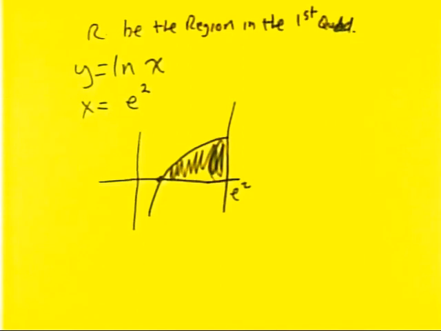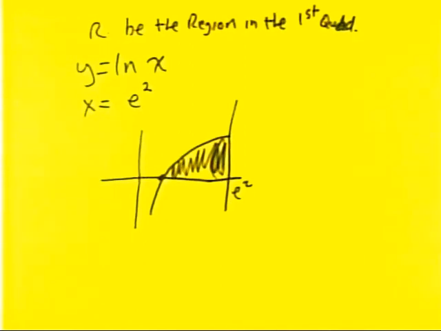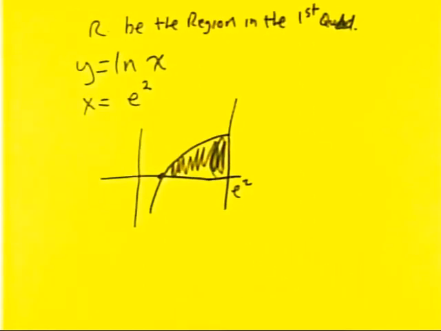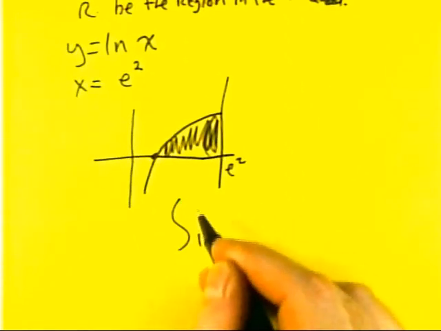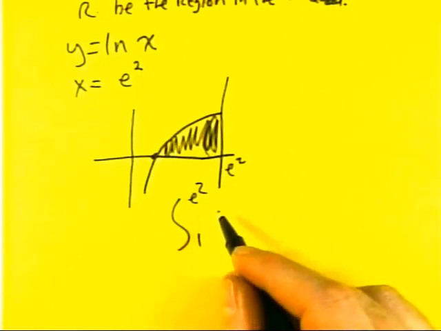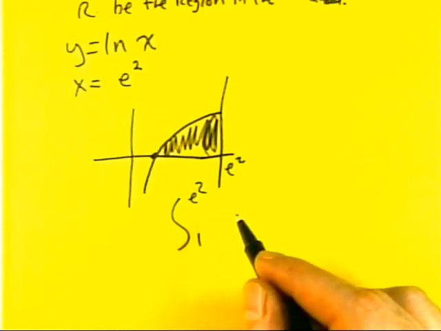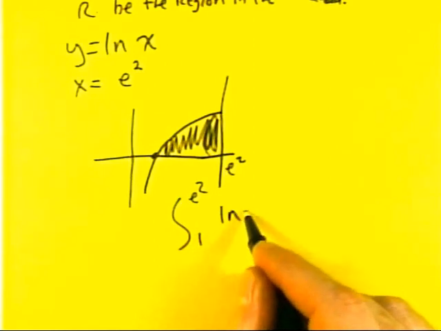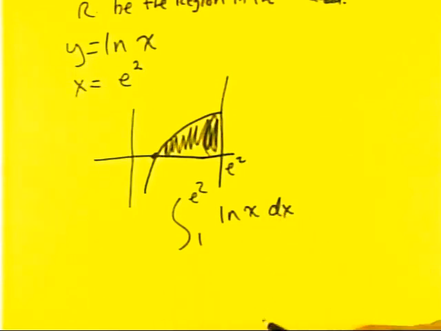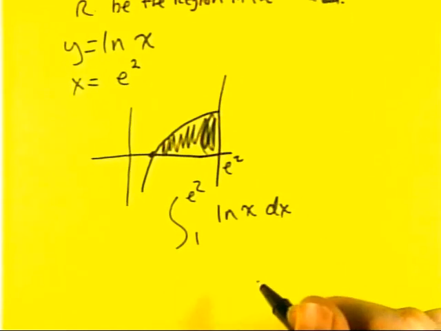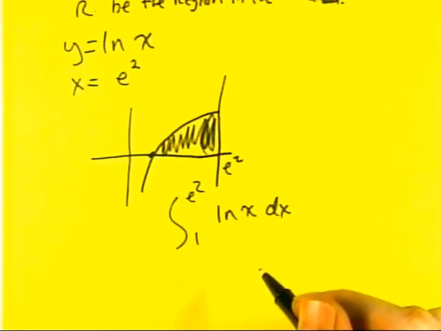So what do we do? We integrate. What are we going to integrate? We start at 1 and we go to e squared, and it's the natural log of x dx. It'll equal... wait a sec, I'm thinking.